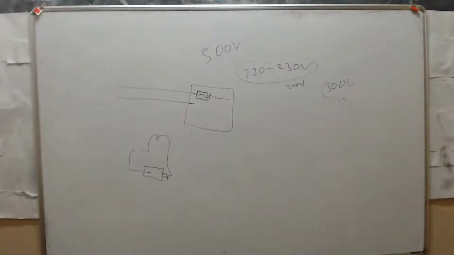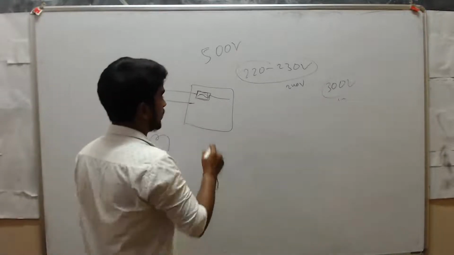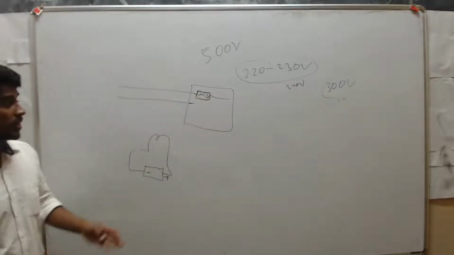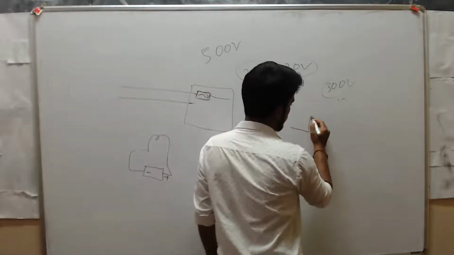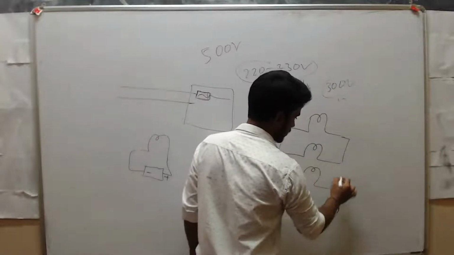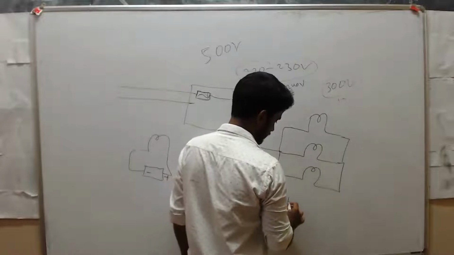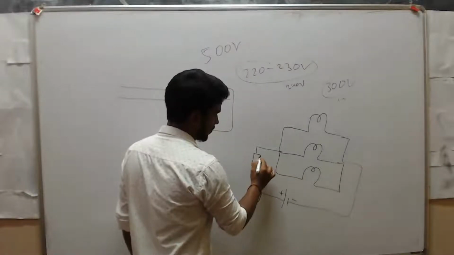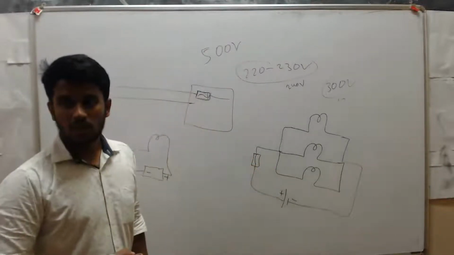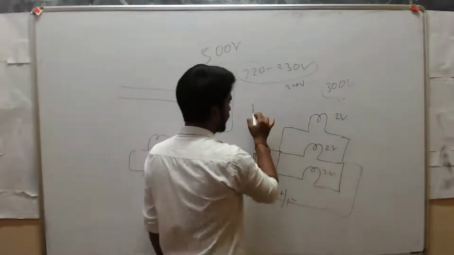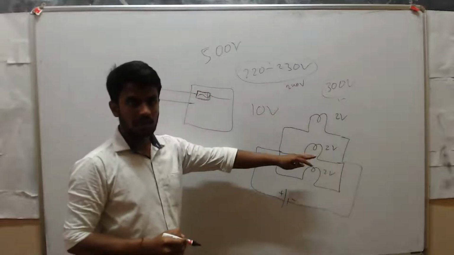Next, keep in mind that we always place the fuse in series. For example, you have 3 bulbs. First I will connect one small fuse here. Now, for example, these bulbs need just 2 volts, and I pass 10 volts. What will happen? They'll burn, right?